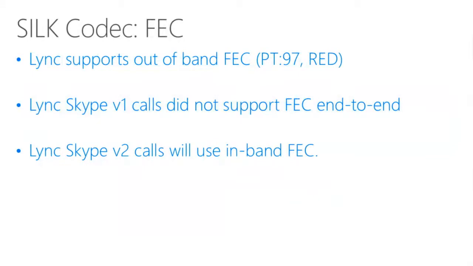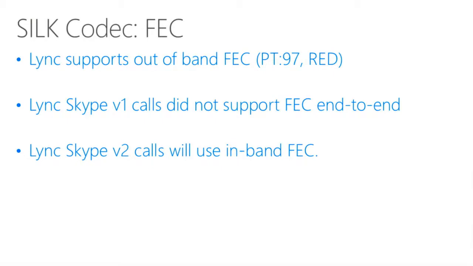Another internal change that we made relative to the audio codecs used in V2 is the forward error correction model. So you may know that Lync supports a forward error correction model called redundancy. It's also sometimes called out-of-band FEC. This is where a redundant version of the payload is sent to protect against packet loss. Lync Skype V1 calls did not support any form of FEC end-to-end.